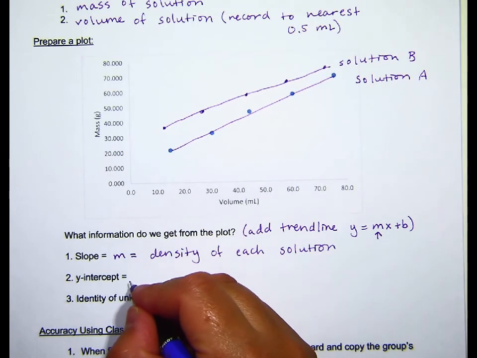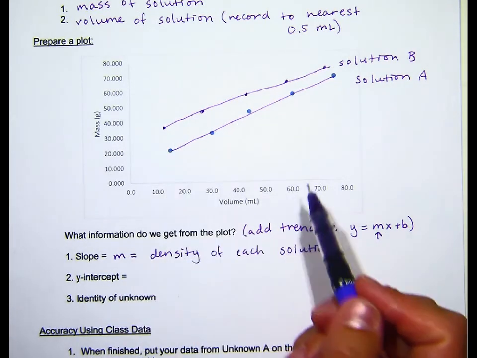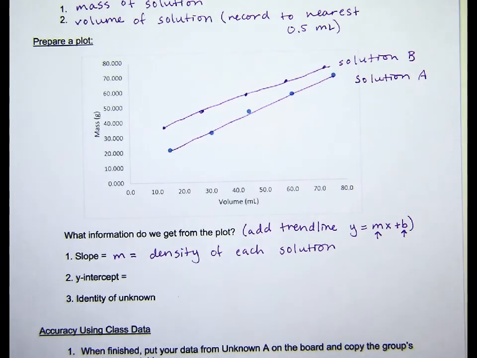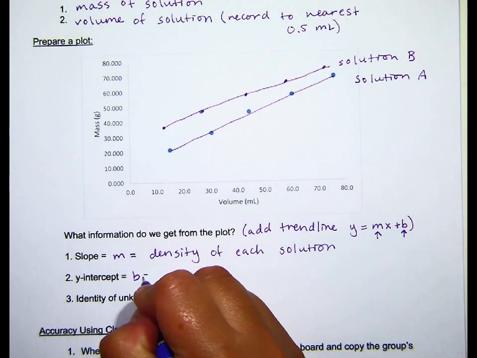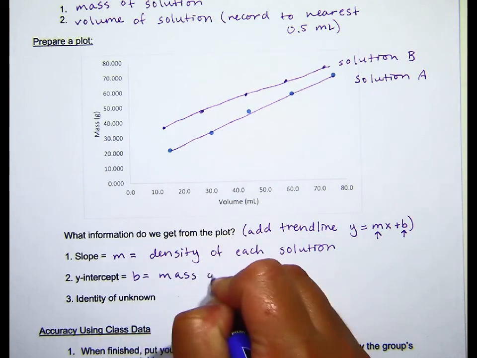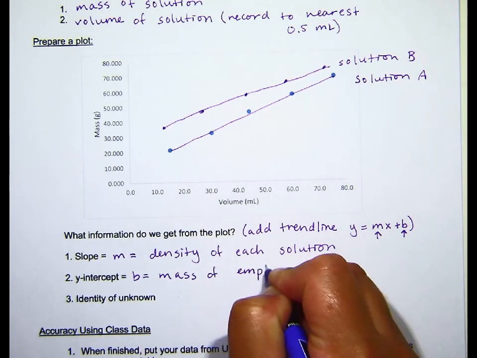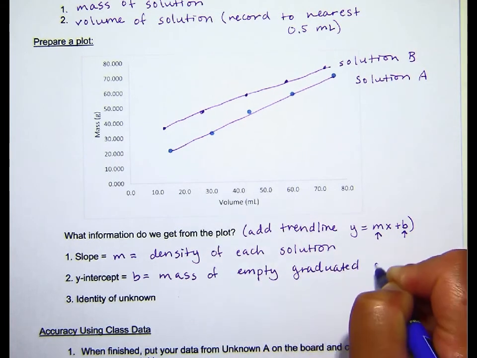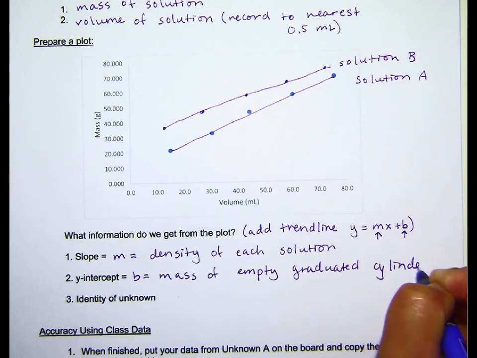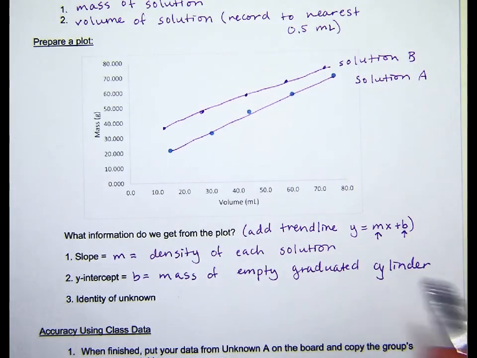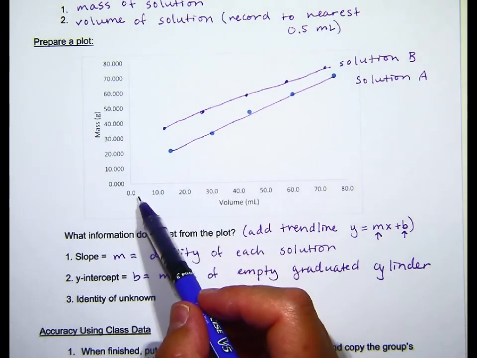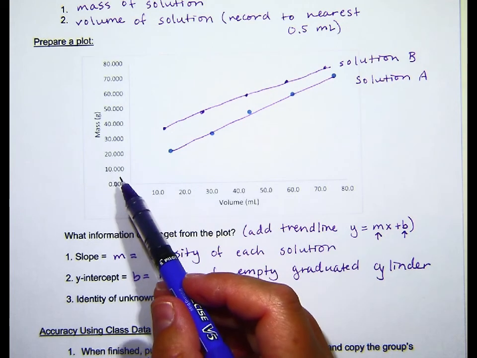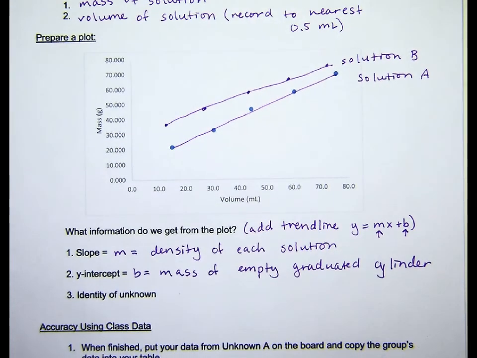The y-intercept, so where the line crosses the y-axis, so that's our b value, is the mass of the empty graduated cylinder. So we don't actually have to weigh the cylinder out. We will know the mass of the cylinder by graphing, okay? Because essentially, when there's no volume of our solution in the graduated cylinder, then the mass will just be whatever the cylinder is by itself.